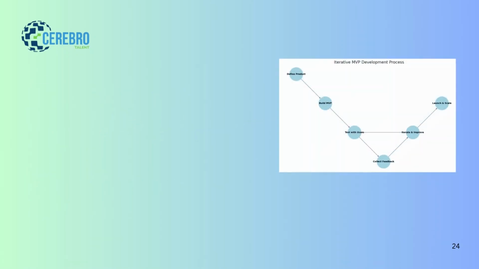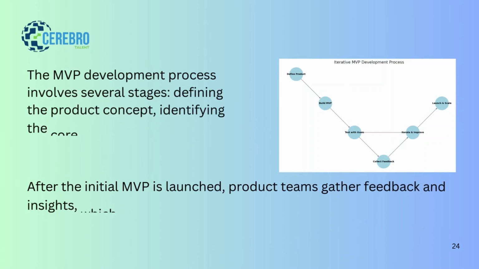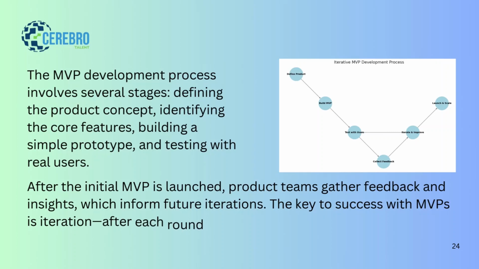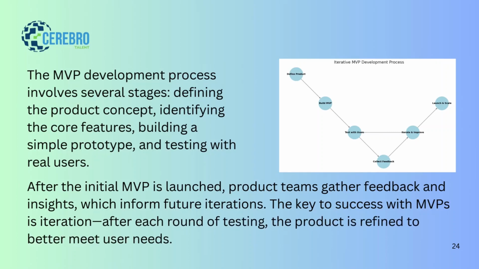The MVP development process involves several stages: defining the product concept, identifying the core features, building a simple prototype, and testing with real users. After the initial MVP is launched, product teams gather feedback and insights, which inform future iterations.